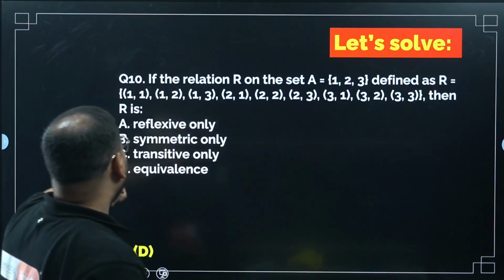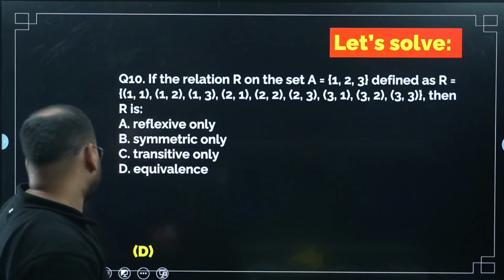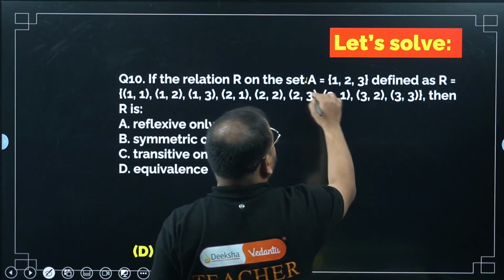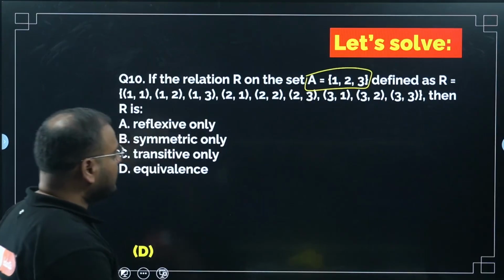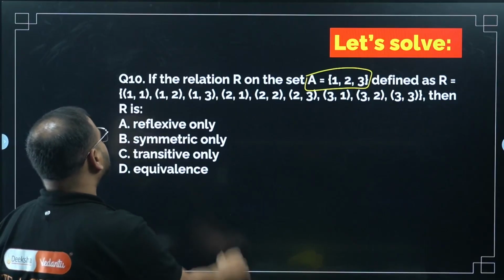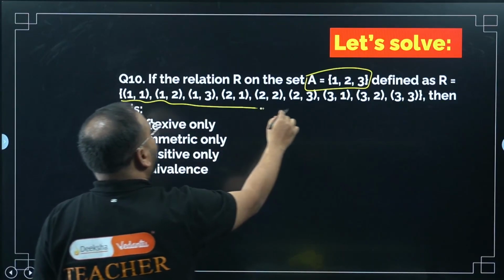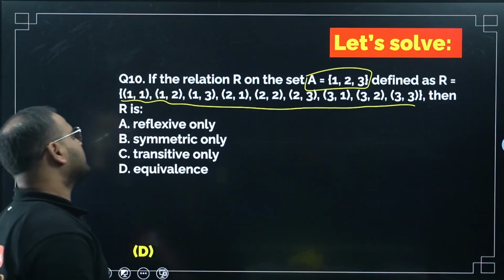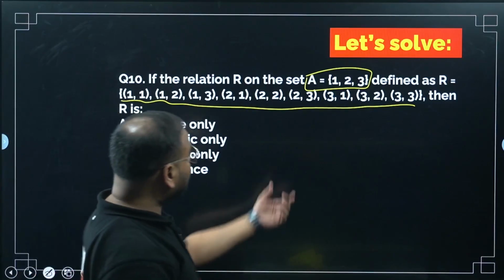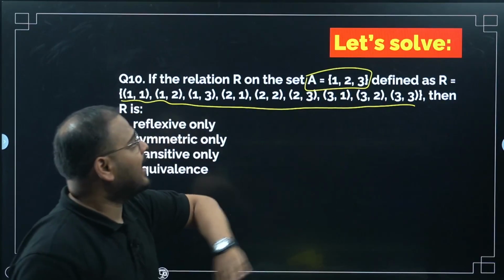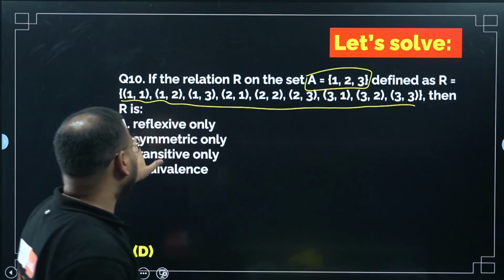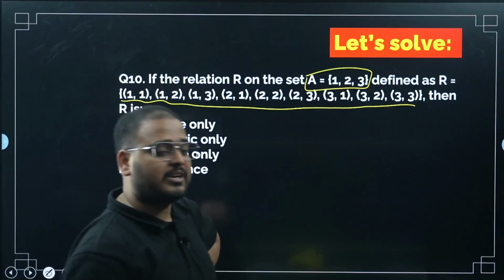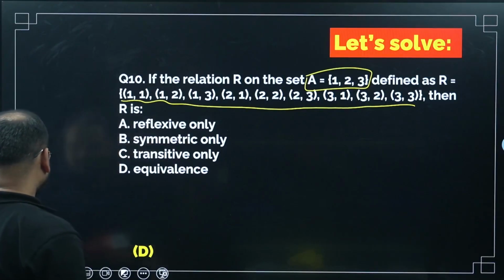Let's see if the relation R on the set A is given. Set A is given, sir: 1, 2, 3. The relation is given with all the elements: (1,1), (1,2), (1,3), (2,1), (2,2), (2,3), (3,1), (3,2) and (3,3). Then R is reflexive, symmetric, transitive or equivalence. Let's check.